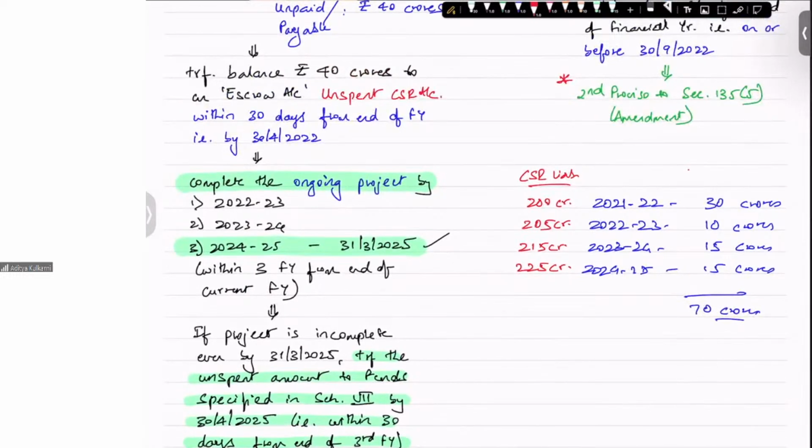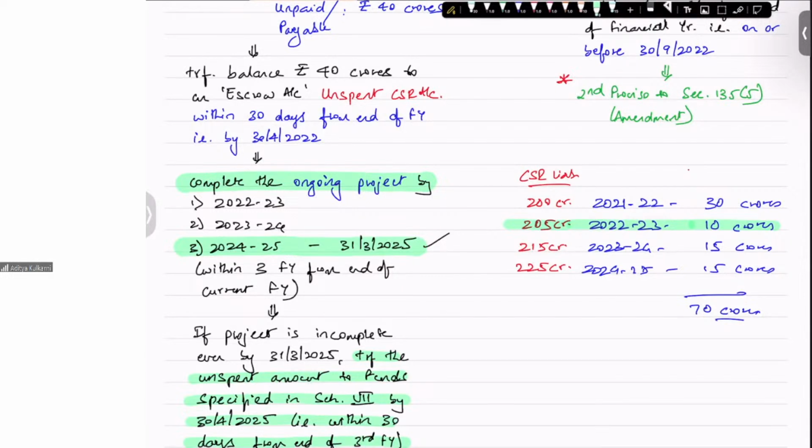My question to you is, can the company say, in the year 22-23, my liability is 205 crores, I agree, but out of that, I have already paid 10 crores towards the school. So therefore, I will have to pay only 195 crore. Do you think the company is correct in making this argument?